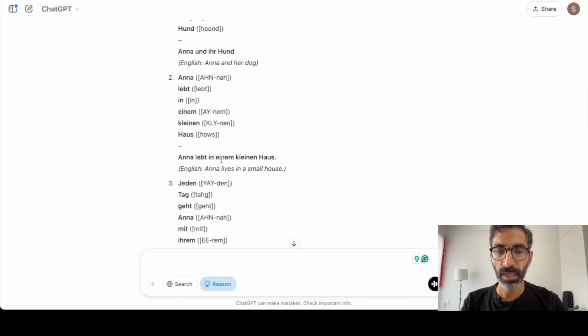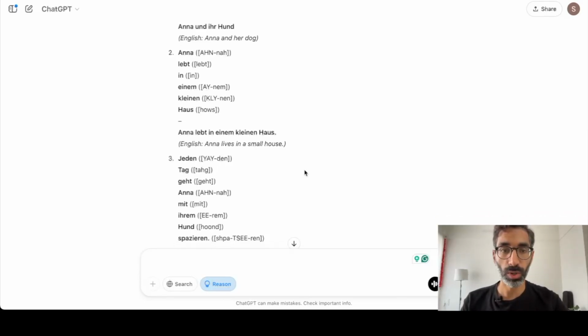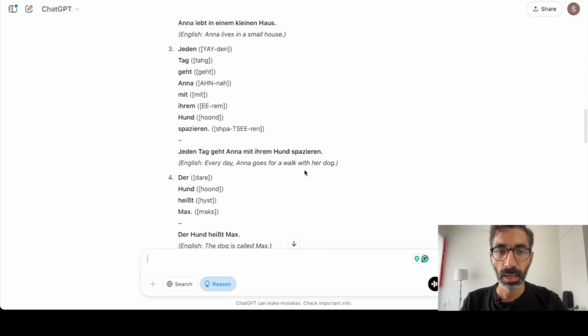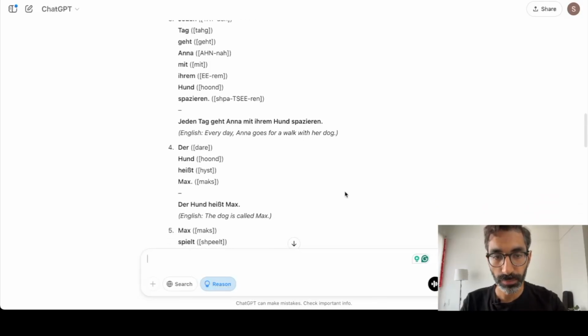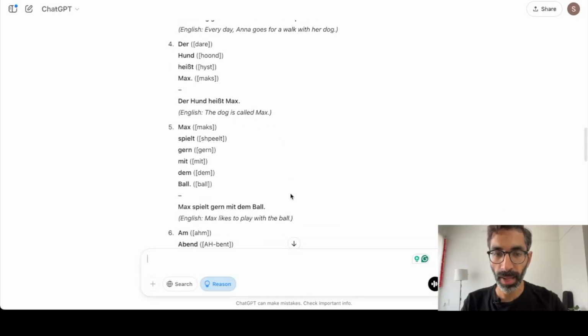Anna lebt in einem kleinen Haus. So lebt means lives, einem is a, kleinen Haus, small house. The good thing is that there is an English translation with each and every German sentence, so you can make sense of what the sentences in German mean. Jeden Tag geht Anna mit ihrem Hund spazieren. Every day, which is jeden Tag, Anna goes for a walk with her dog. Der Hund heißt Max. The dog is called Max.